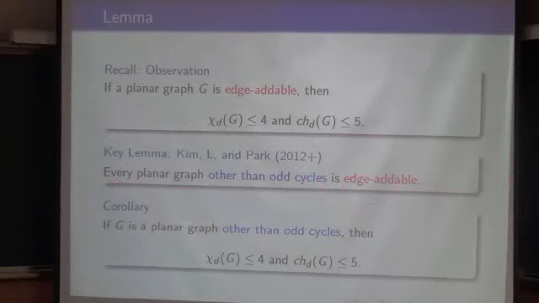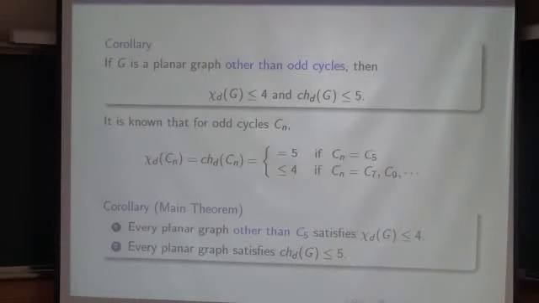Then by this observation, we can show the following corollary. If G is a planar graph other than odd cycles, then the dynamic chromatic number is at most 4, and the dynamic choice number is at most 5, right? Okay. Then this is our main theorem to show.